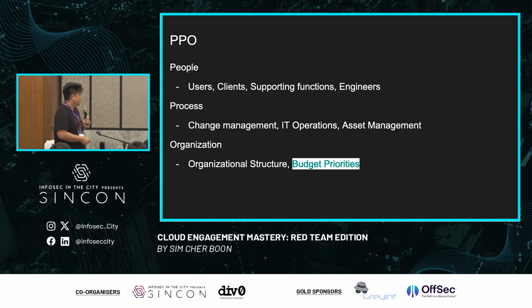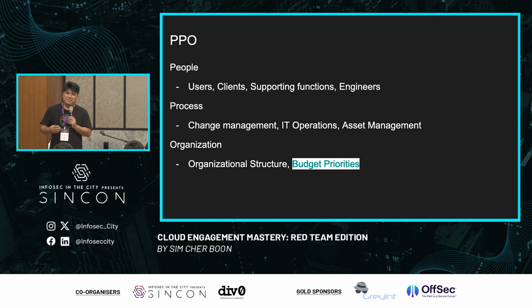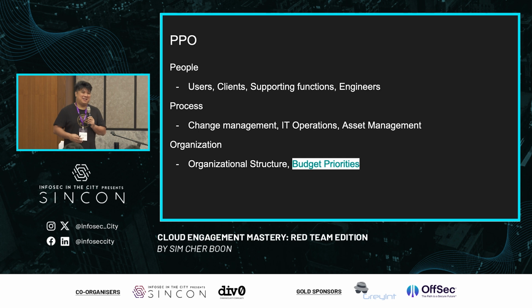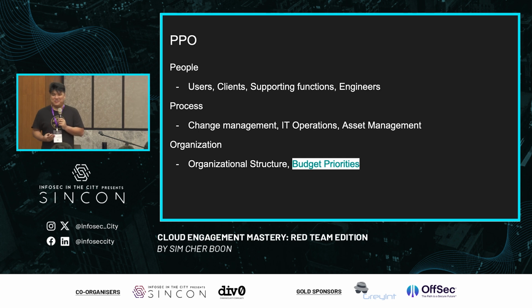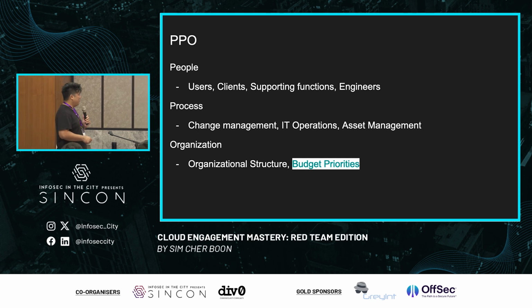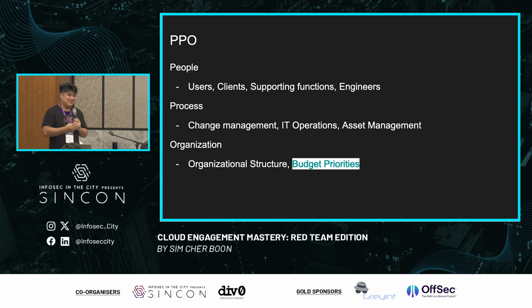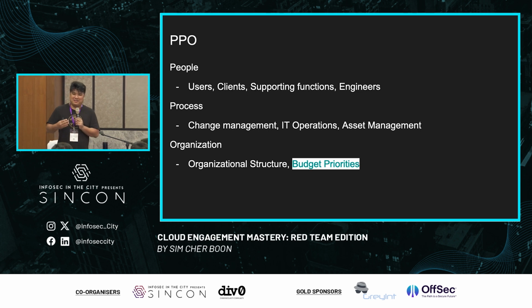So I'm a bit unconventional. People like to use people, process, technology. I like to use people, process, and organization. And I like to point out this big highlighted word called budget priorities. Because coming from the private sector, it's really true that wherever the money goes is wherever the company is making money. And if your budget priority is not at the right places, then it's very likely that that area is being neglected.